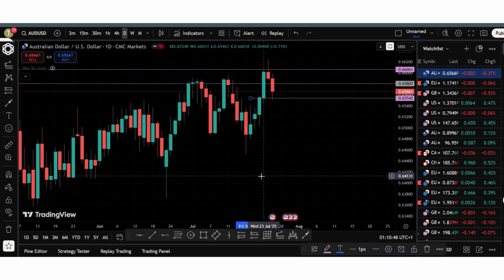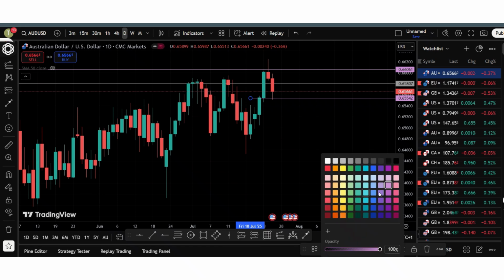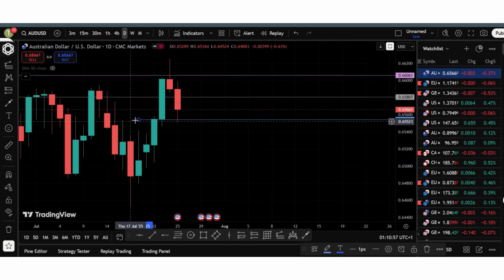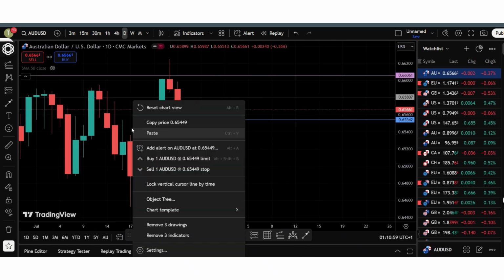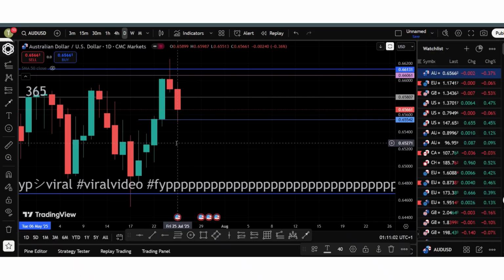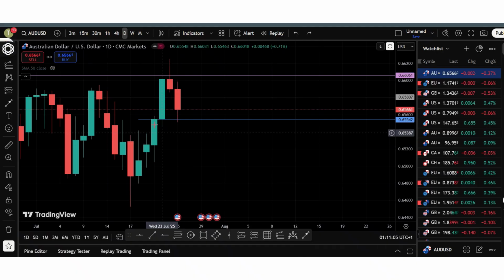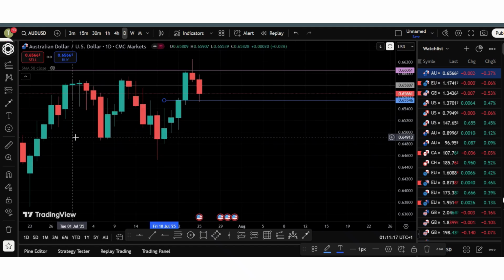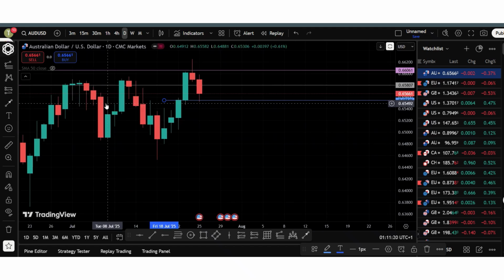If the daily had closed below this level, then we know that the bears are in control. You understand? So the daily did not close below this level, and there's another level here that price is reacting from on this same daily.